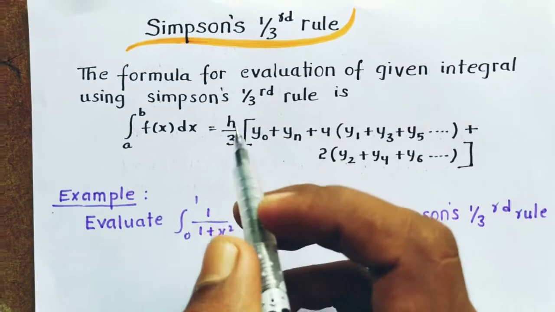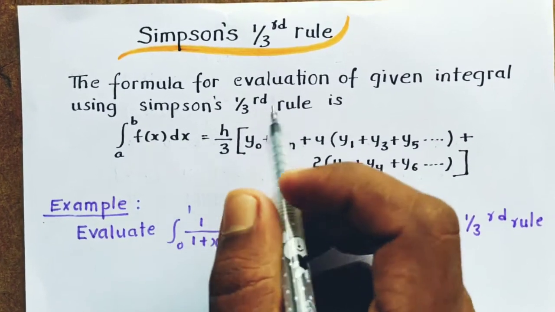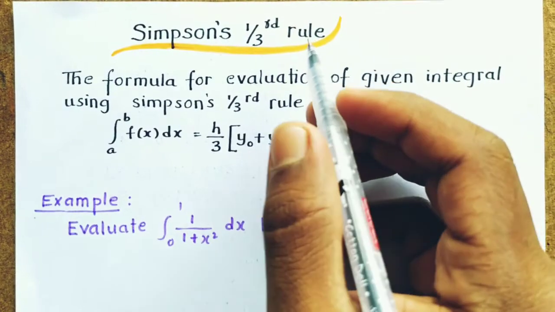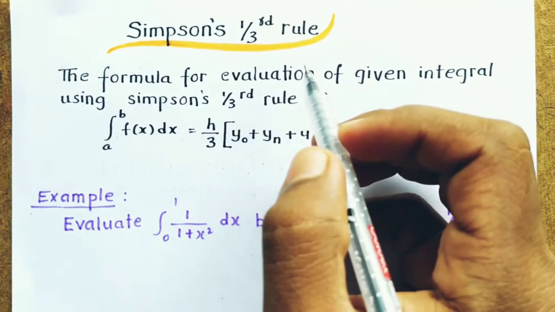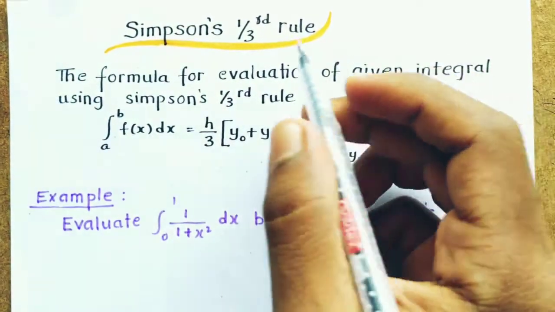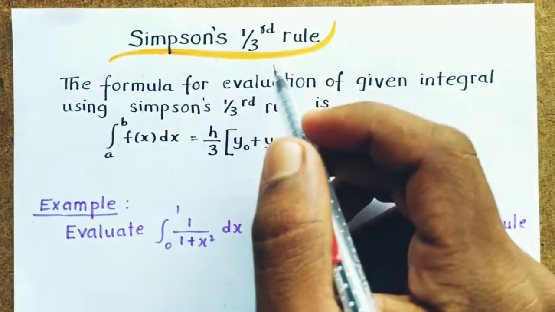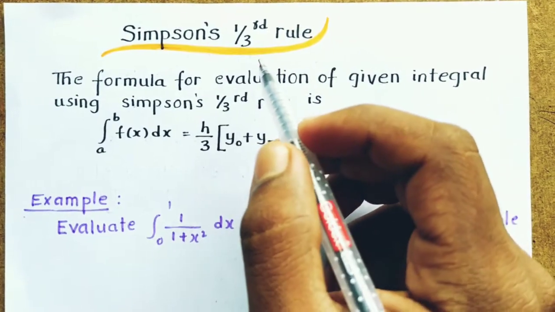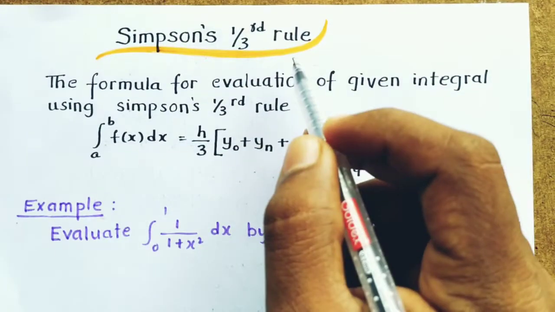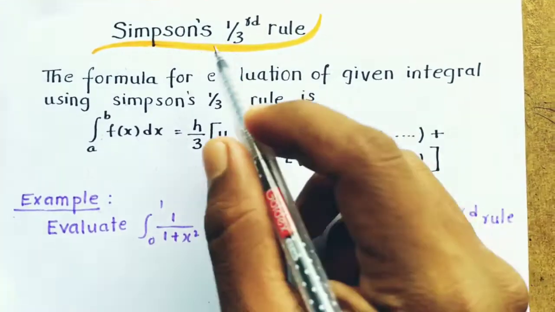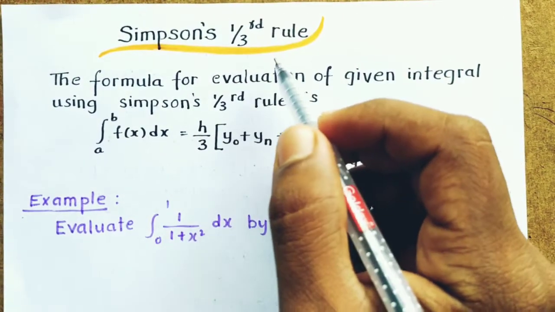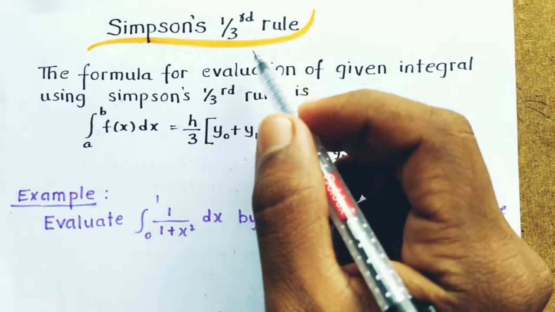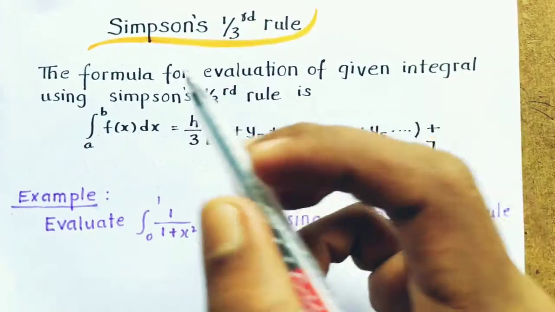Hi friends, today's topic is Simpson's 1/3 rule. We already know different methods to evaluate a given integral. We have seen one method before, that is the trapezoidal rule. The second method is Simpson's 1/3 rule. By using this rule we can evaluate a given integral using the formula.